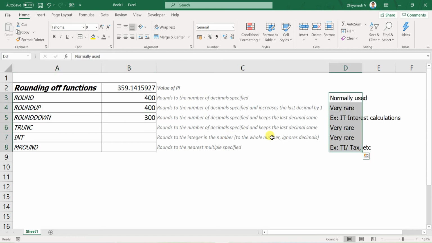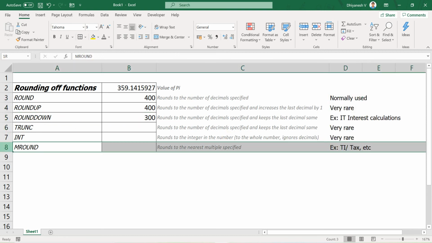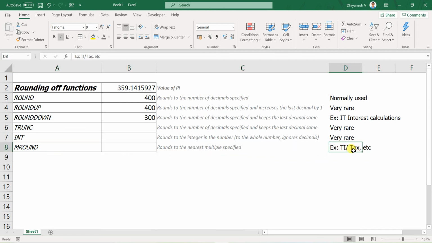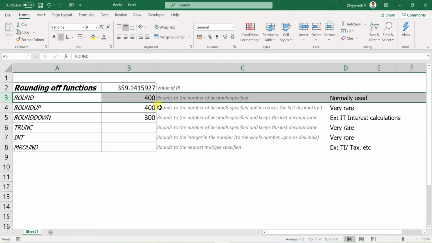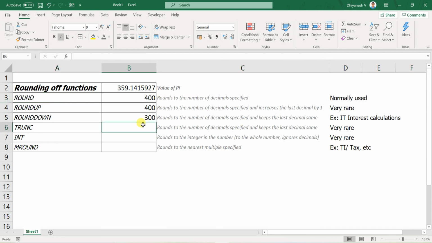And here you can see the MROUND is actually used for the total income or tax purposes. So total income should be in the nearest multiple of 10. So MROUND can be used, or a normal rounding with comma minus 1 can be used. So that's all for the rounding off function.